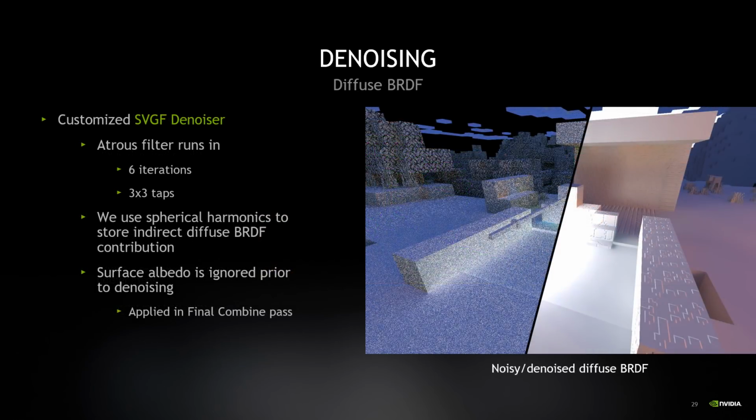So for the diffuse buffer, we use customized SVGF, and the adjustment we've made is that we increased number of iterations of spatial filter to 6, but we made it smaller, only 3 by 3 pixels. This change makes the filter more friendly to memory caches, which improves performance. For the temporal filter, we accumulate results from previous frames from the first iteration of the spatial filter, not from direct output of the path tracer. And as mentioned in the first section of this talk, we use spherical harmonics to store this buffer and apply the surface albedo after denoising.